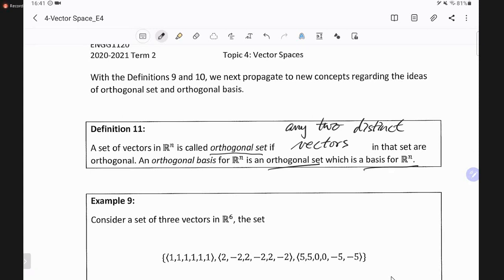So two conditions. First one, orthogonal set. Secondly, basis for Rn space. If these two conditions are satisfied at the same time, we can claim the concerned set of vectors to be an orthogonal basis for the Rn space. All right, so this is the idea for Definition 11.